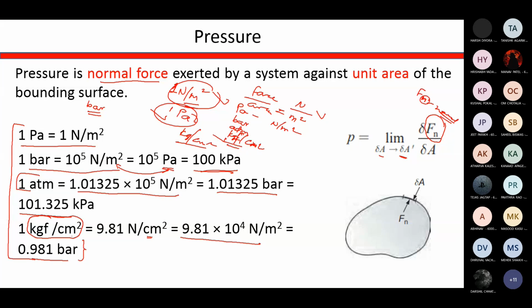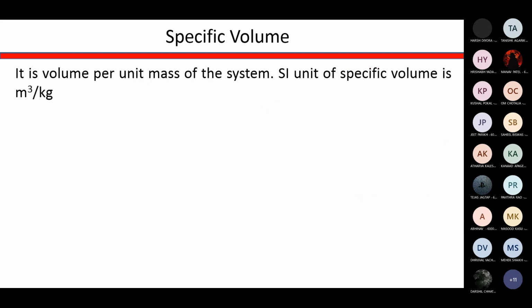We talked about the definition of pressure, how it is defined, and the different units which are used to measure the pressure. Right. Now we'll introduce one more thermodynamic property. Name it as the specific volume. So we'll be using the symbol small v to represent specific volume. So note down the definition of specific volume.